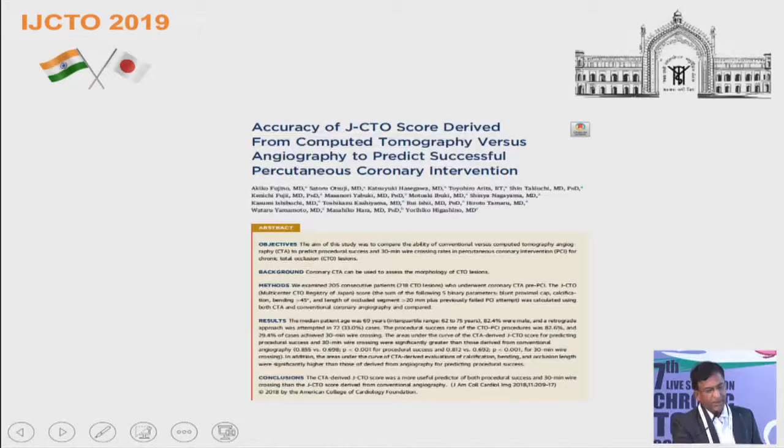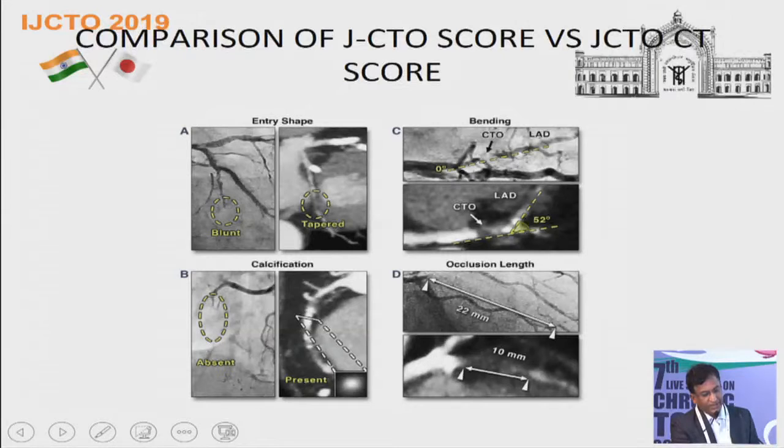Now, there's a study which compared a JCTO score by CT versus JCTO score by conventional angiogram, and they concluded that JCTO score by CT was by far superior to conventional angiogram as far as predicting the outcomes were concerned.